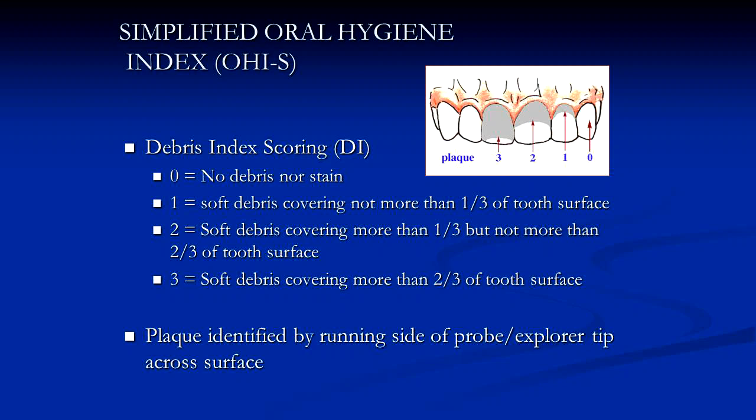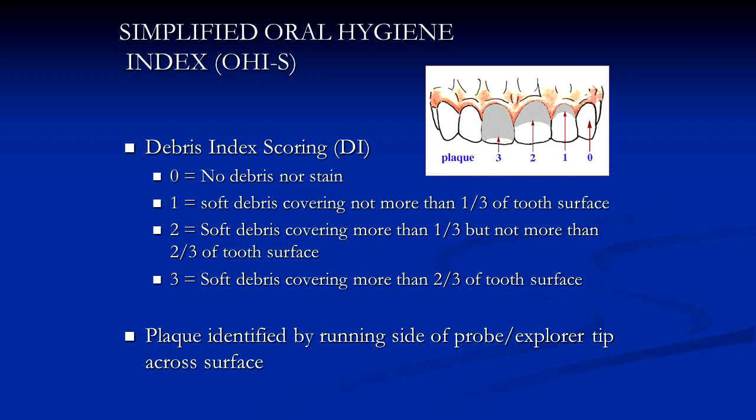A 2 means that there's soft debris and it covers more than 1/3 but not more than 2/3 of the tooth surface. And a 3 means that pretty much the entire tooth is covered in plaque or stain.